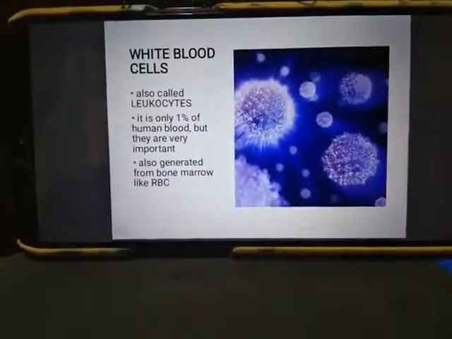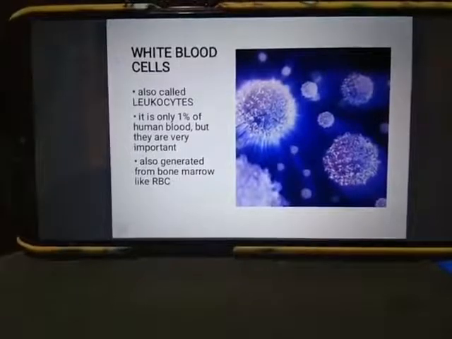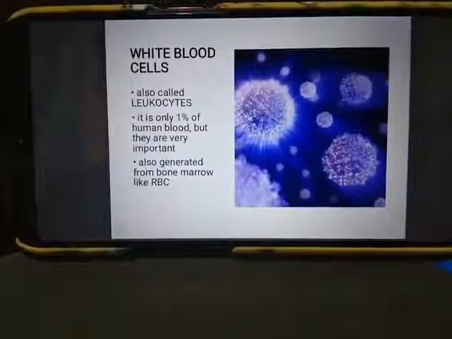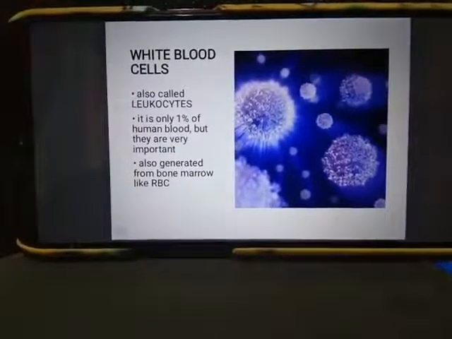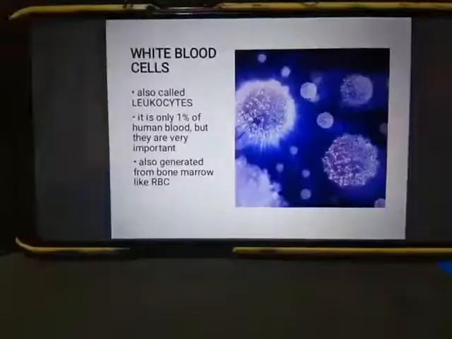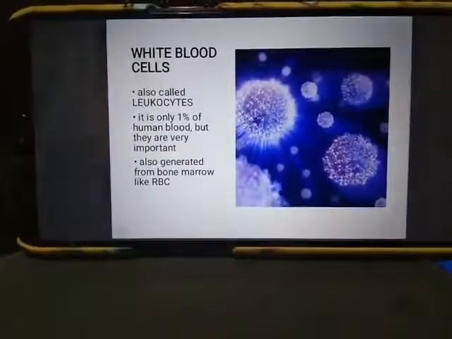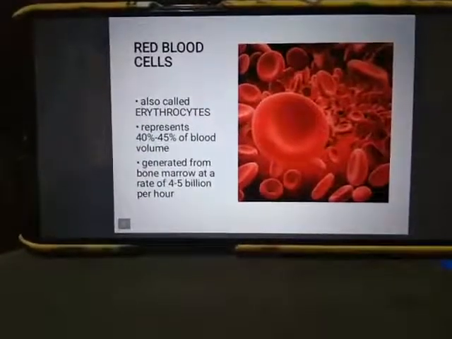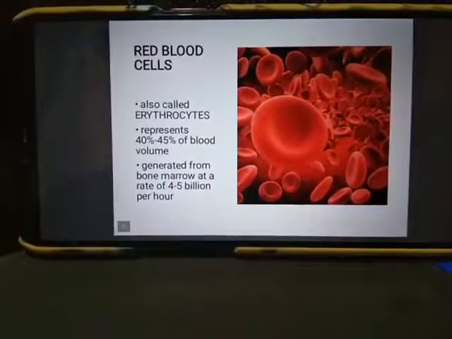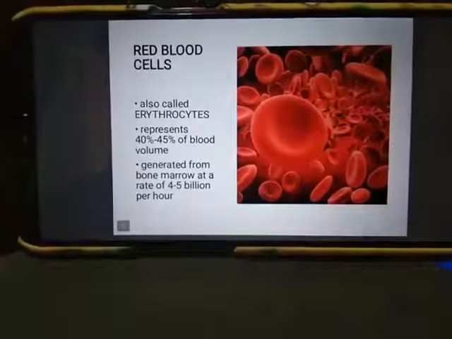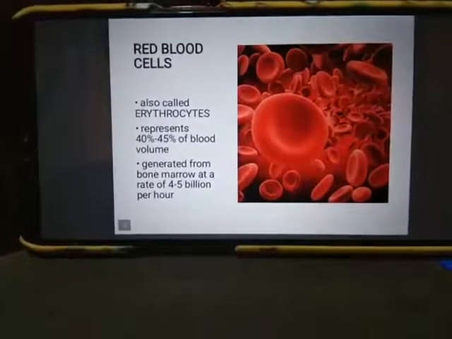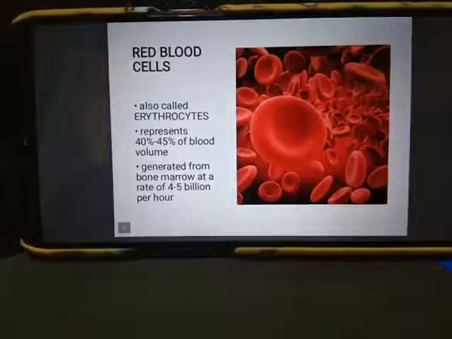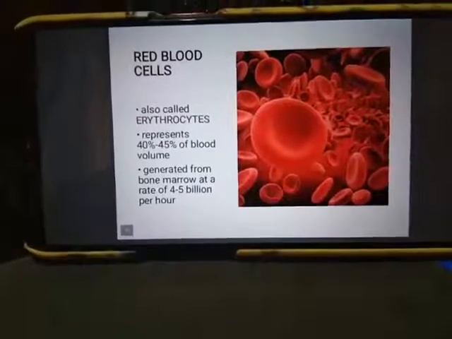Next is the white blood cells, also called leukocytes. It is only 1% of human blood but they are very important. It is also generated from bone marrow like RBC. Red blood cells are also called erythrocytes. They represent 40 to 45% of blood volume, generated from bone marrow at a rate of 4 to 5 billion per hour.